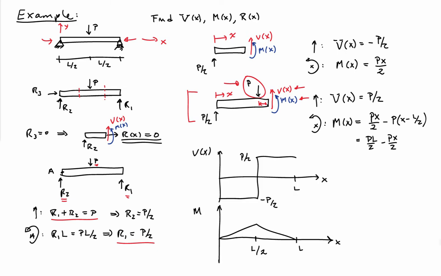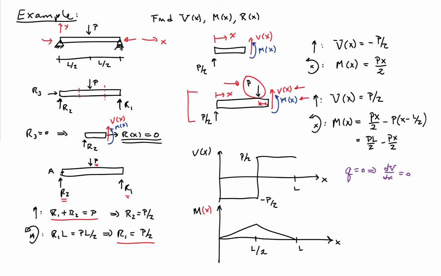So I can draw the internal force diagram. V of x starts out at minus P over 2, and then it jumps up to a value of P over 2 in the second half of the beam. The moment itself, if I plot it, is a straight line going up linearly from 0 to a maximum value at L over 2, and then from L over 2 down to L, it goes back to 0 linearly again. So these are the shear and the moment diagrams as functions of x for the beam here.